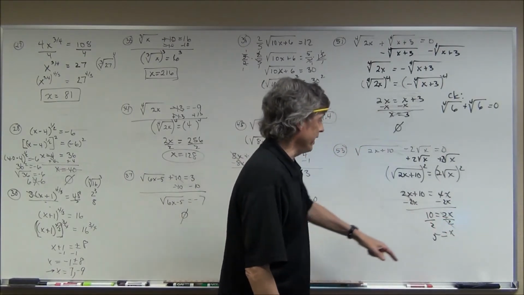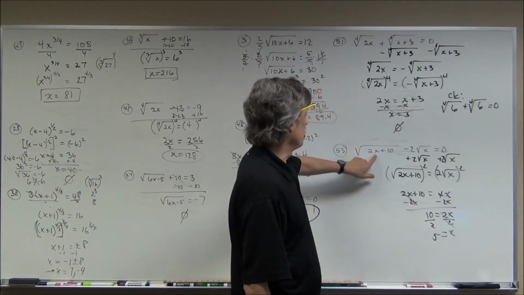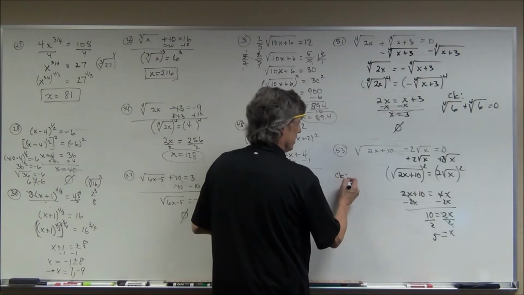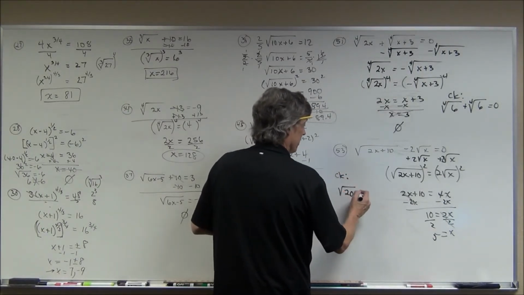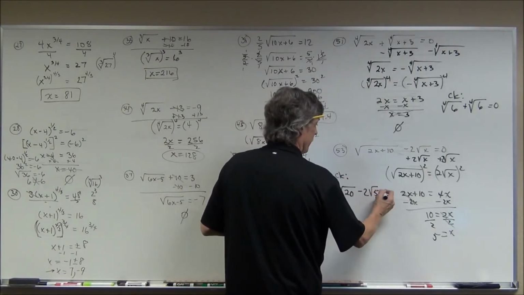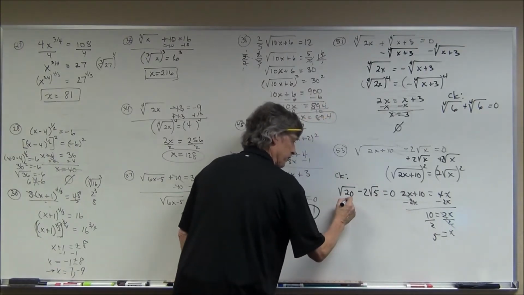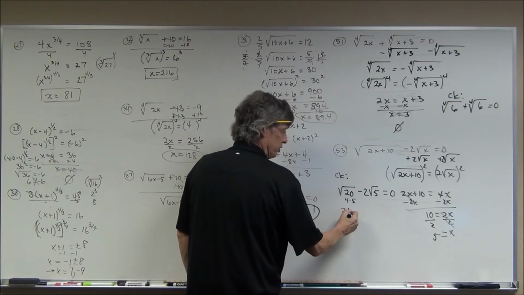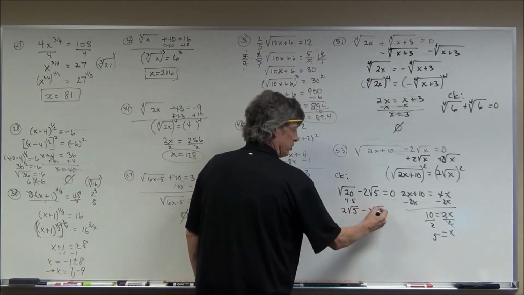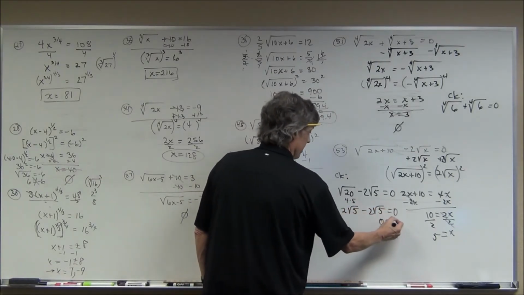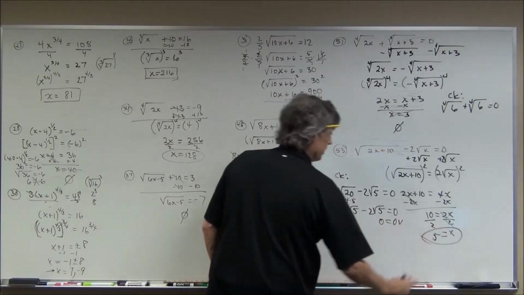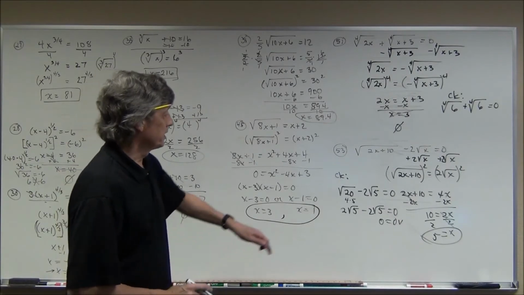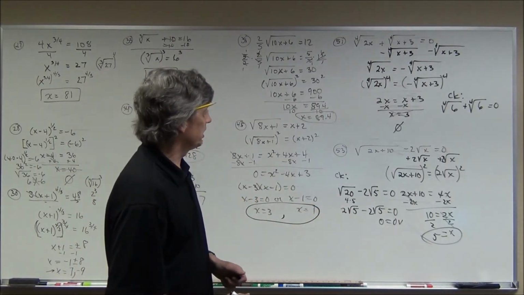Let's see if that's a good answer. Plug 5 in here. 2 times 5 is 10 plus 10. My check here, that would be the square root of 20 minus 2 times the square root of 5. Does that equal 0? Well, 20 is 4 times 5, so this radical simplifies. The square root of 4 is 2. This is 2 square roots of 5 minus 2 square roots of 5. Yep, that's a good answer. You just have to check your work. It would have been nice if it came out to be integers, but you had to simplify the radical to show that it does indeed check.